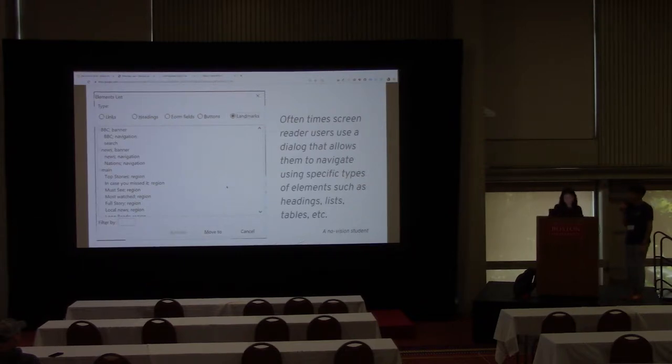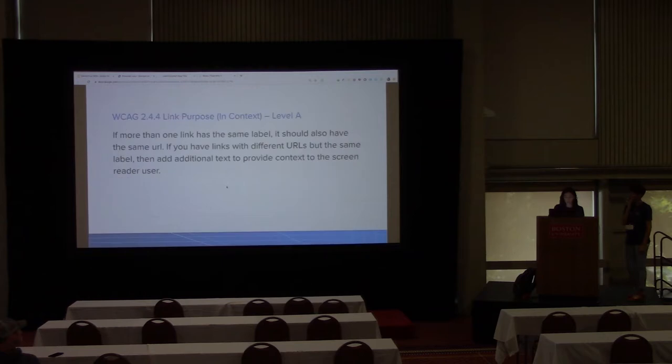Yeah, and in addition to the dialogue that lists the elements, there are also key commands that let them jump from one element to the next. So if they know that they're going through all the buttons, then they could skip through all the buttons in the context of the page. But the WCAG item that is associated with that observation is link purpose. We touched on this in the previous example, but I'll go over that a little bit more just to call it out.